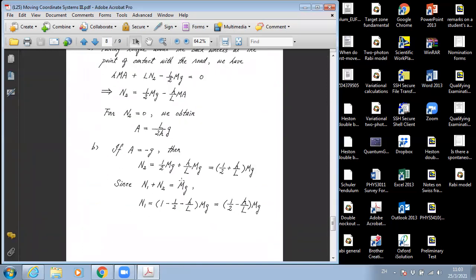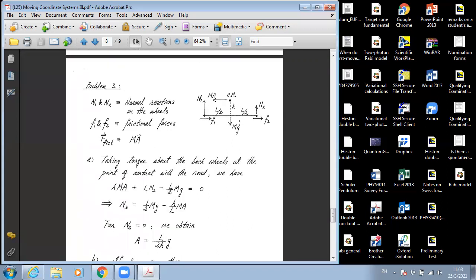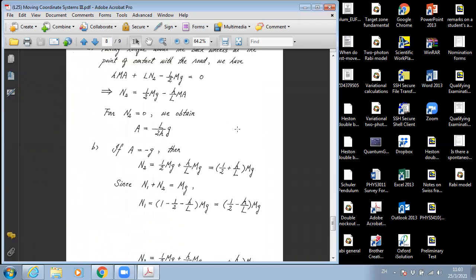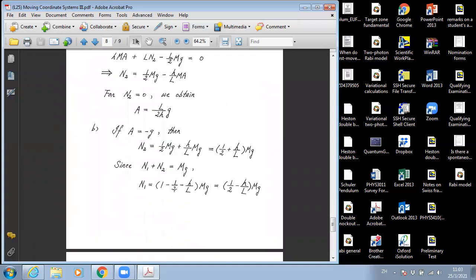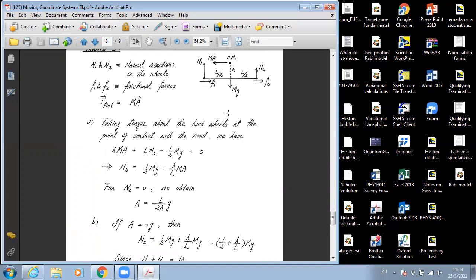Okay, here we just put the value a equal to minus g into the equation here, and you get N2. Since N1 plus N2 equals mg, according to the force diagram here, we can get N1 as well. And you can see that N2 is larger than N1 if it decelerates. All right.